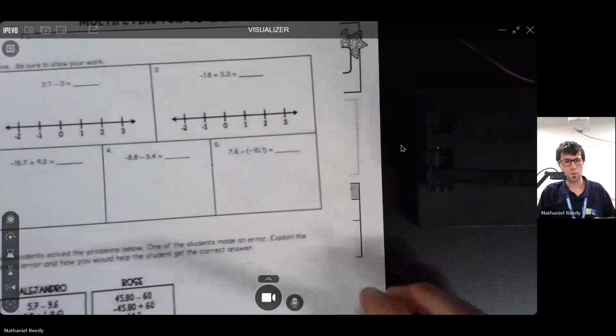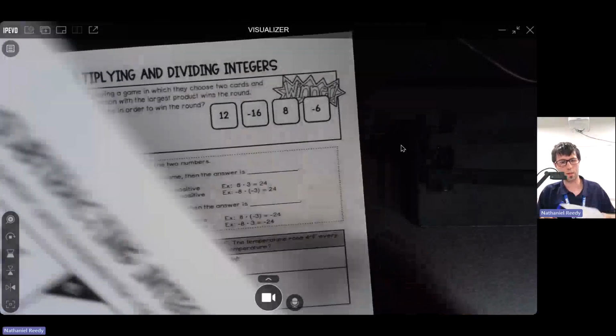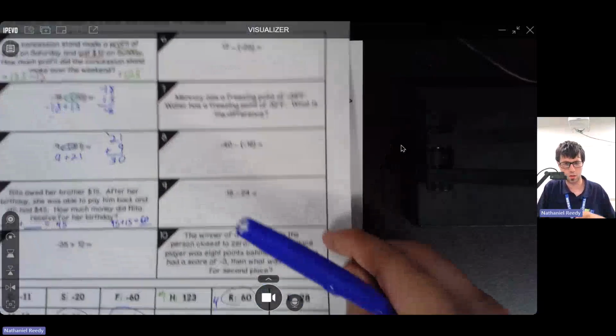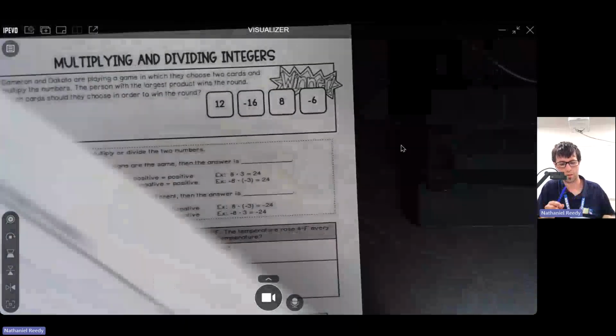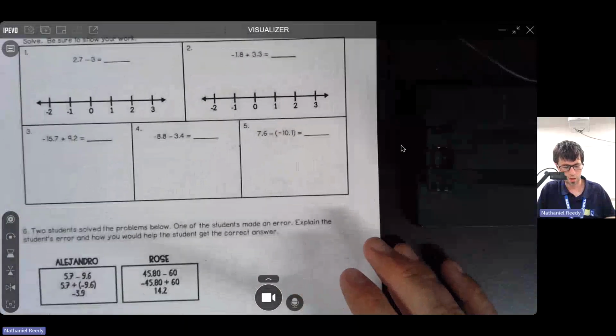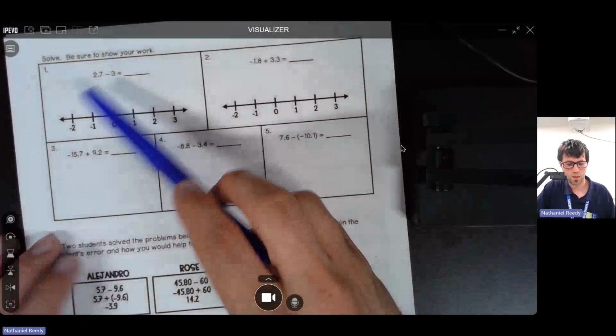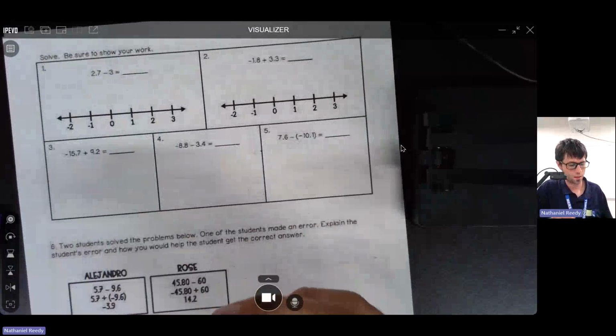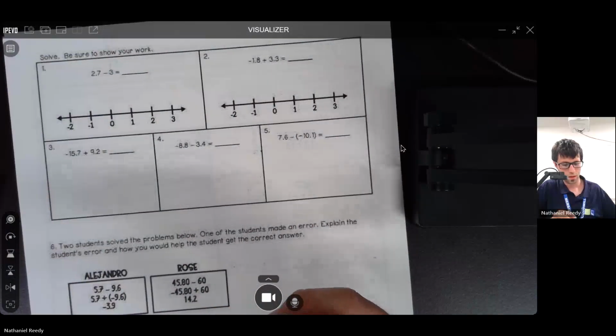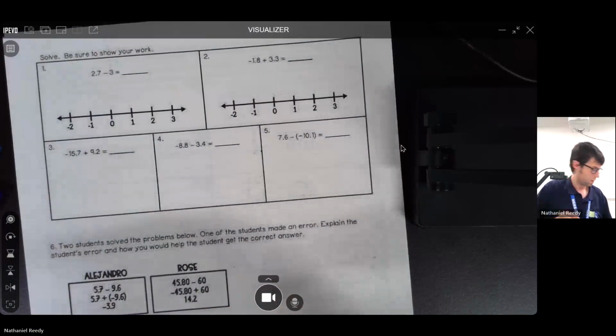Okay. Moving on to the next page here. So yeah, I'm going to let you guys do the answers to the rest of those and see if you can find the answer to that riddle down there. Last page on subtraction. So now we're doing some decimals. So 2.7 minus 3. So, okay.